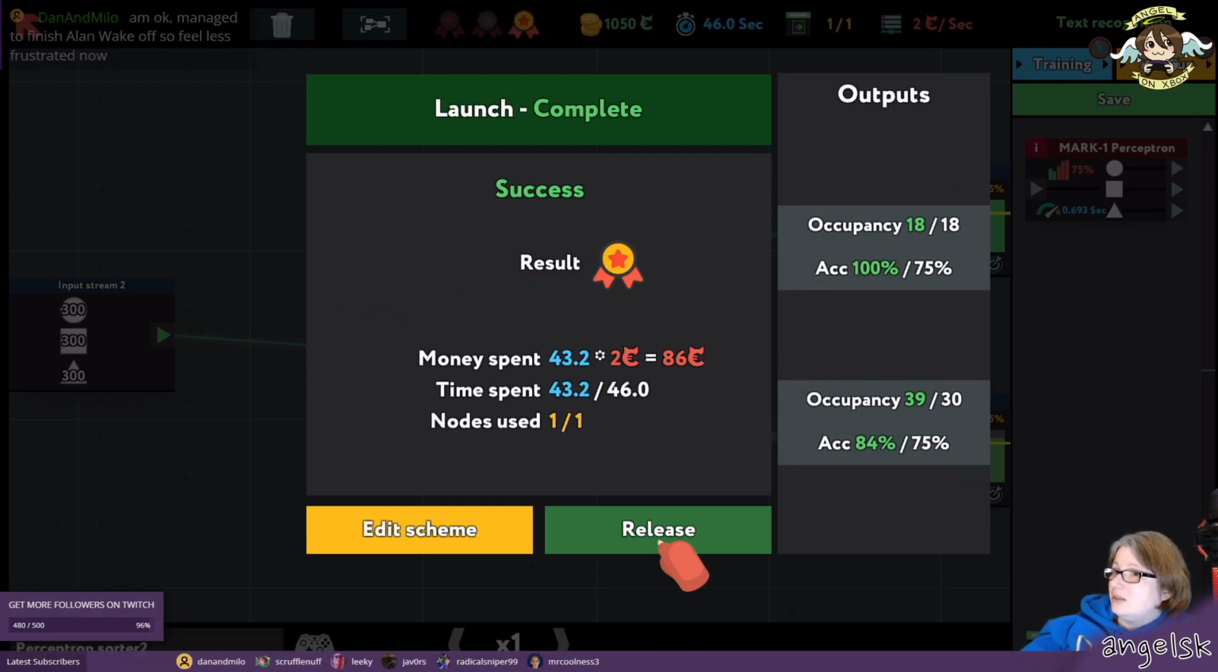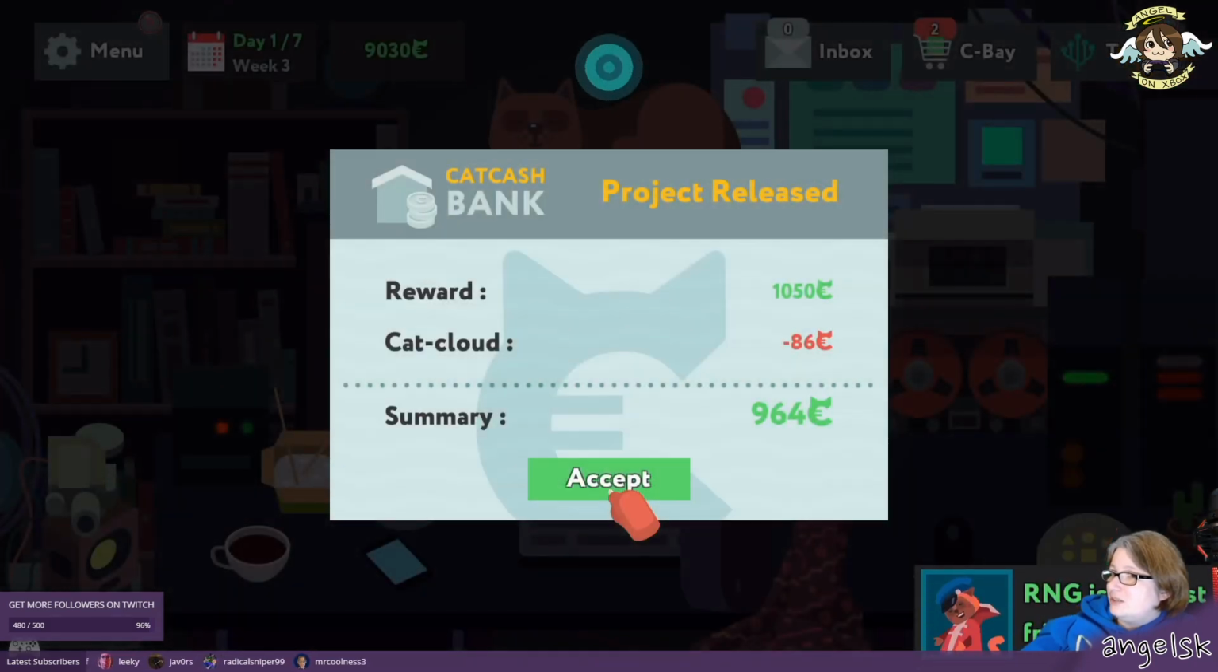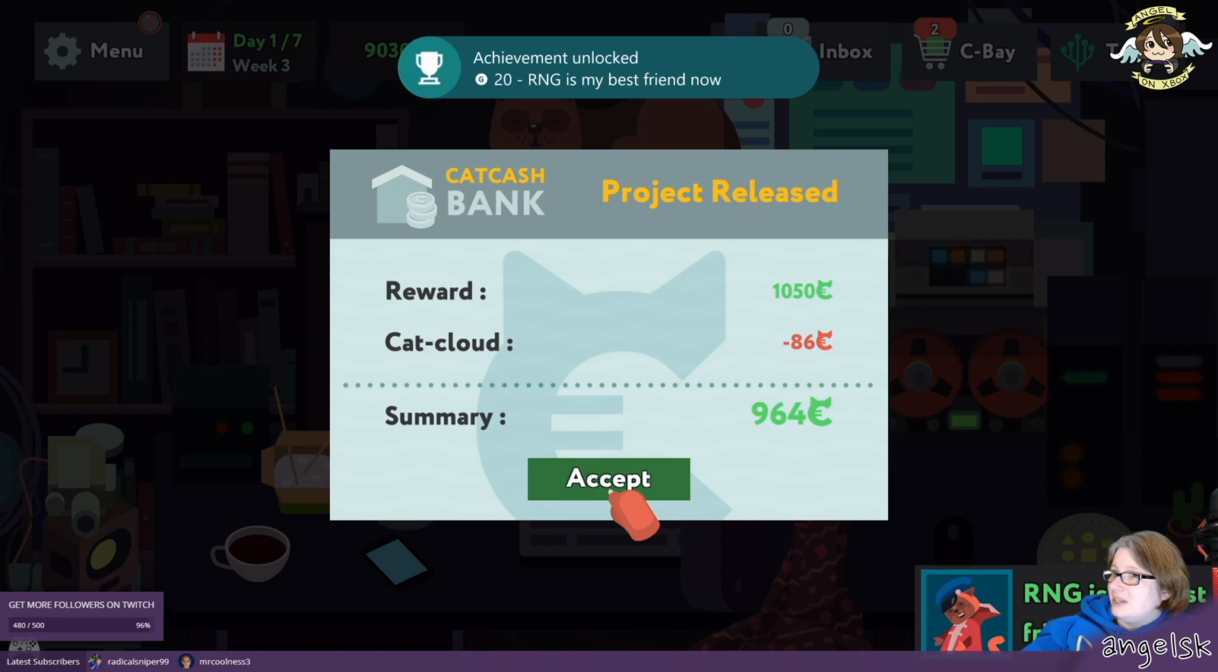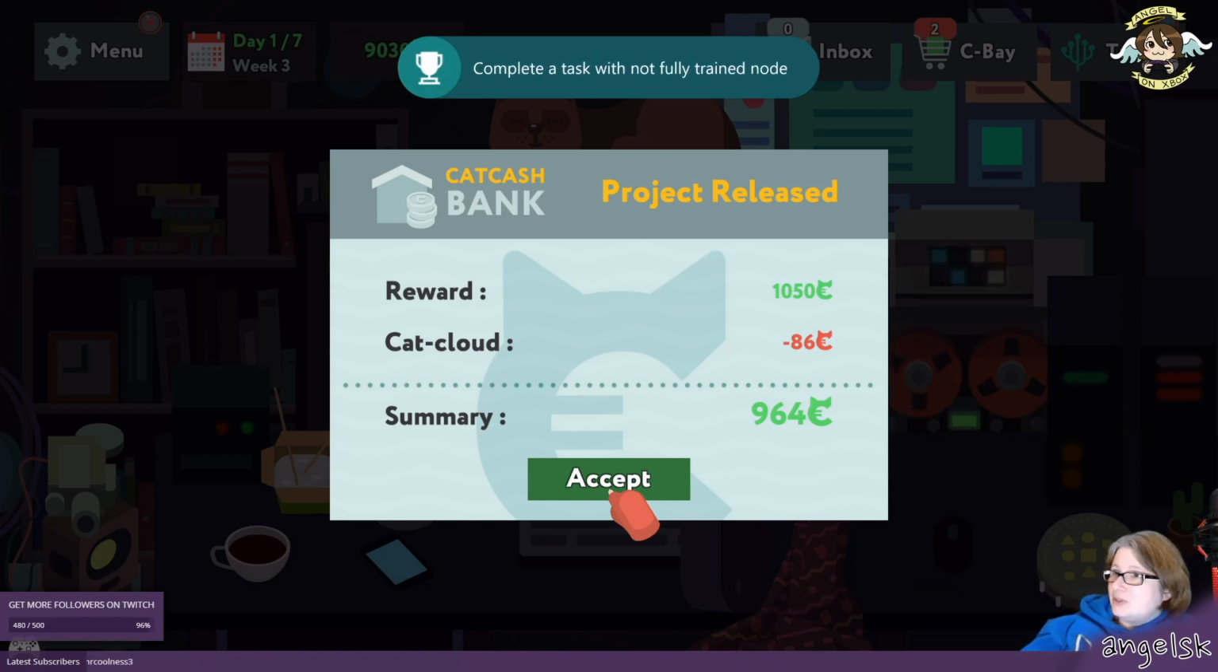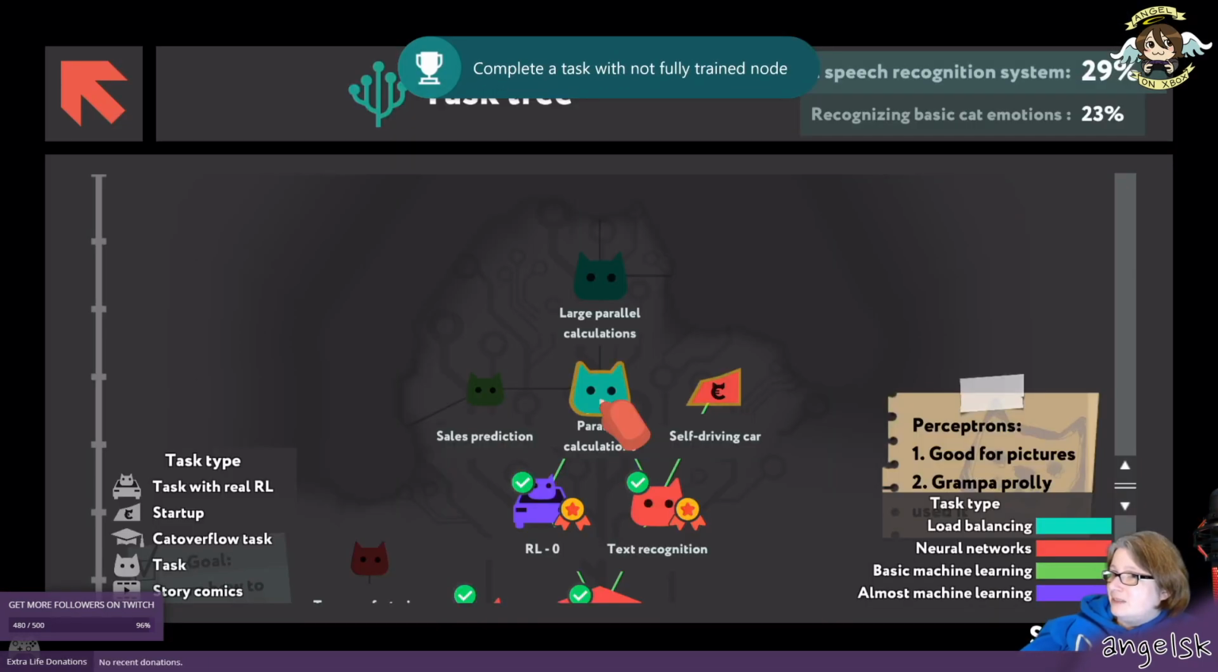We got a gold as well, without a fully trained node. Nice. RNG is my best friend now. Woot woot. I'll take it.